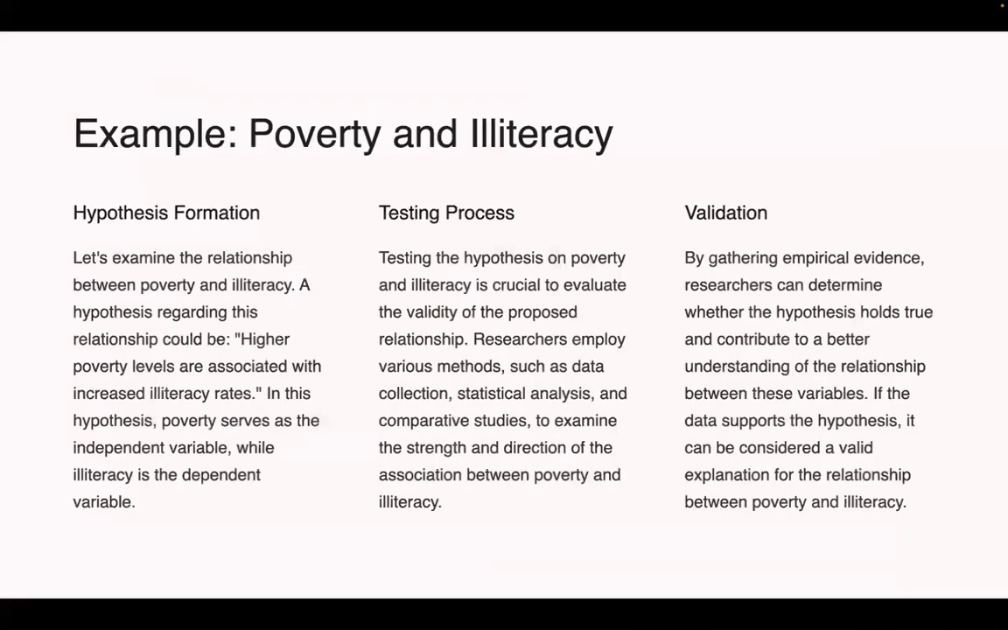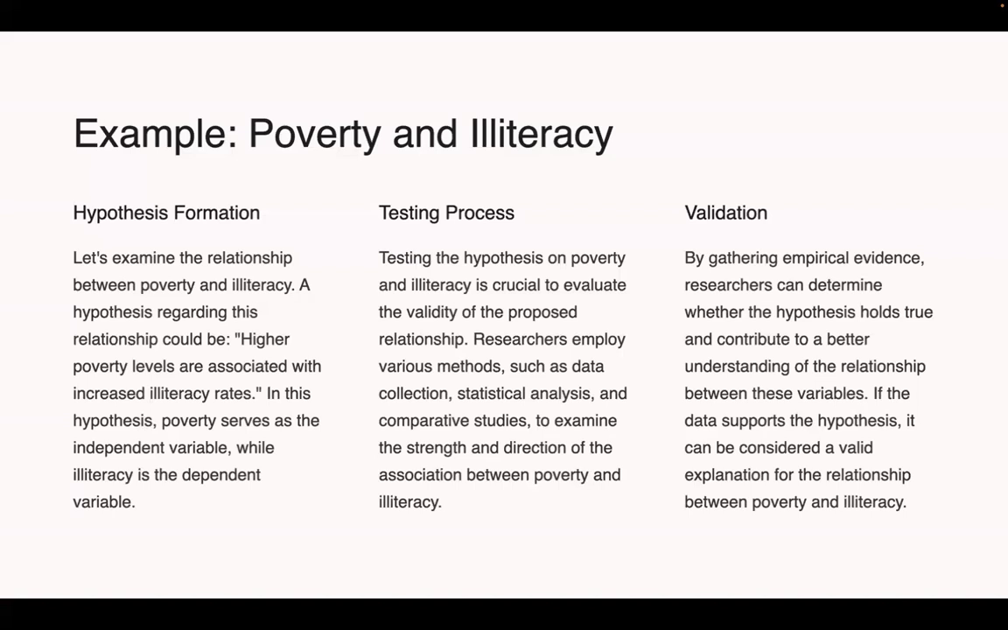For example, as I have explained previously, the question was asked about poverty and illiteracy. So poverty will be the independent variable, which we will vary and see its impact on illiteracy. The testing process will require data collection. The data will then be statistically analyzed and comparatively studied. And then by gathering empirical evidence, a researcher can determine whether the hypothesis holds true or not.